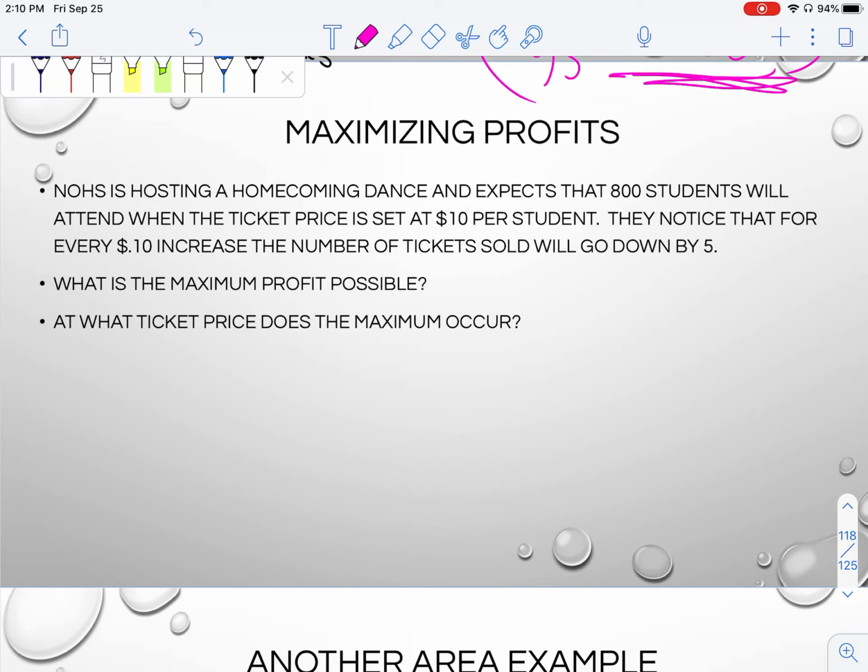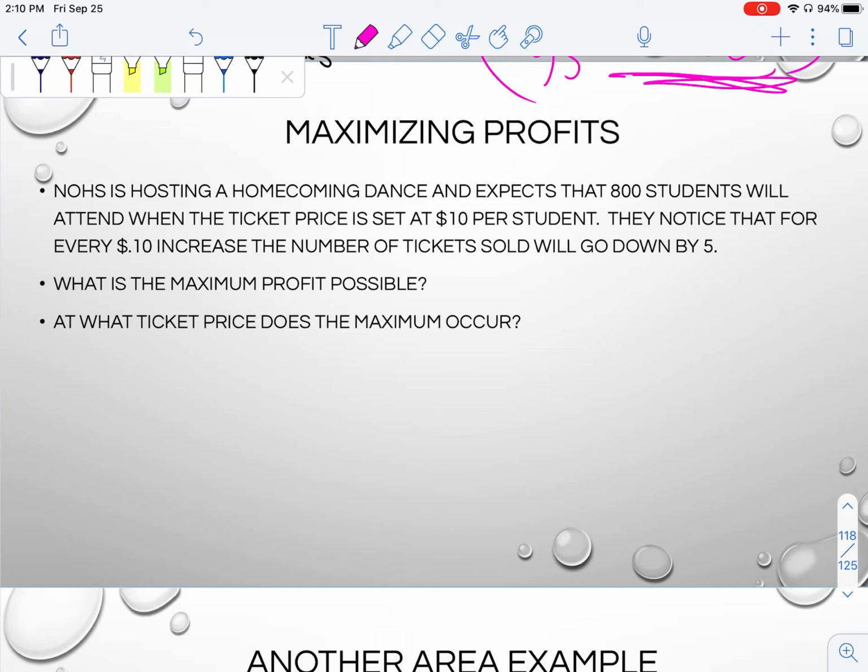NOHS is hosting a homecoming dance and expects that 800 students will attend when the ticket price is set at $10 a student. They notice for every 10-cent increase, the number of tickets sold goes down by 5, which makes sense. The more expensive the ticket, the fewer people are going to buy it. So what's the maximum profit possible, and at what ticket price does this maximum occur?